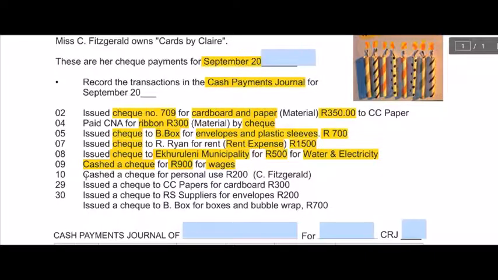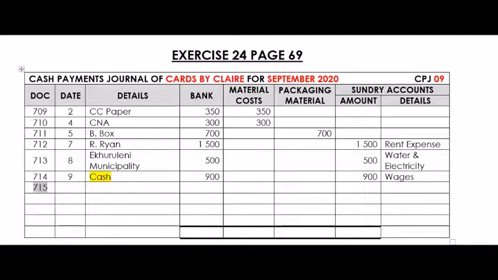We also cashed a check for personal use. Okay, so in other words, the owner withdrew money from the business for himself. Okay, so they said C. Fitzgerald. Now with this one, the check number will be 715 on the 10th, and the details will be accepted as either the owner's name or as cash. Okay, so for drawings, we usually use the owner's name, C. Fitzgerald, but because they said cash to check, if you wrote cash, then that's also perfect.